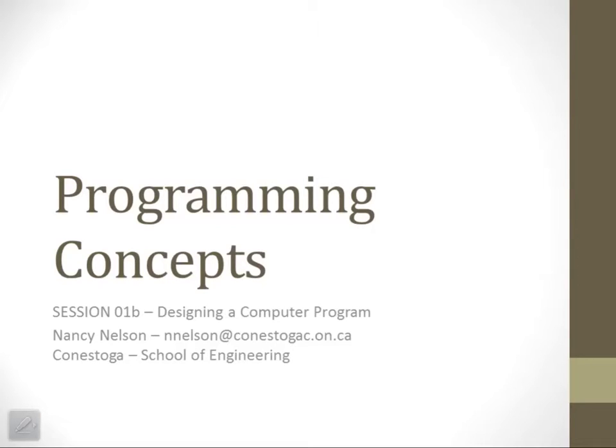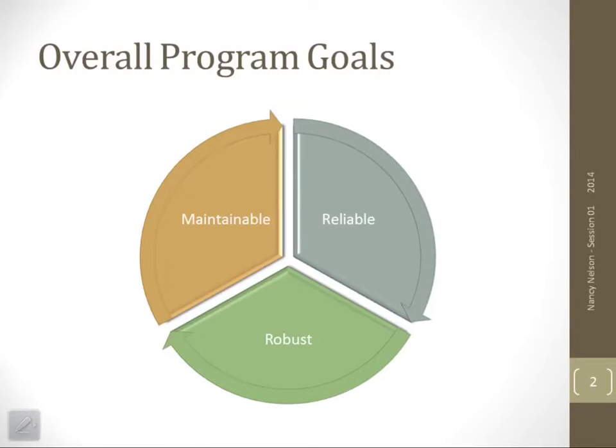In this session, we're going to look at some of the things involved in designing a computer program. As we talked about in the last session, there are three things we have to remember when we're setting out to design a program. It has to be reliable. That means it has to work with valid data. It has to be robust. Means it can handle unexpected or incorrect data. And it has to be written in a way that other people will be able to read it and debug it and maintain it.